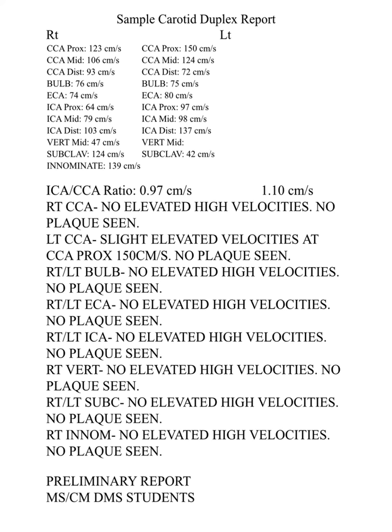Underneath the chart, you can see the ICA-CCA ratio. This ratio is obtained by dividing the highest peak systolic of the ICA by the mid common carotid artery velocity. A ratio greater than 2 suggests an abnormality, and anything less than 1.5 is considered a normal ratio.